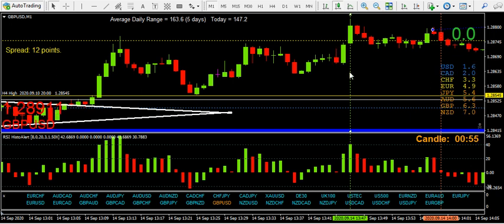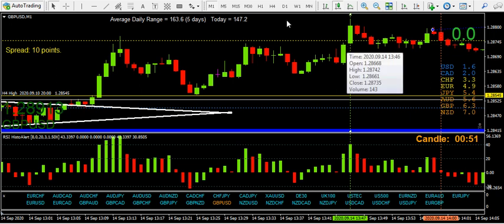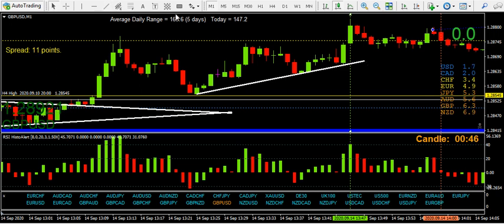So that's it, there's the uptrend as well, and there's a downtrend, and every chart should look the same when you enter your trades.